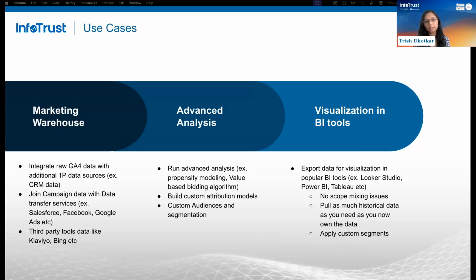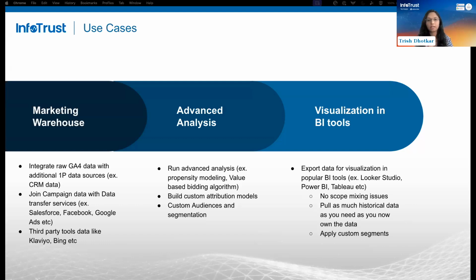If you have something really customized, then you can use third-party tools like Klaviyo. If you want to integrate Bing, you can definitely do it via other components of GCP. When you get all of this data in one place, you can do advanced analysis on top of it. So if you're thinking about propensity modeling, VBB, building your own custom attribution model, or creating advanced audiences and segmentation, this is the place to go.